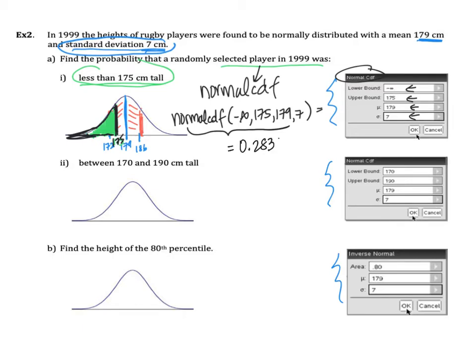And then you need to have at least 3 decimal places. Usually we just go to 4 in our answer keys. Sometimes we round to 3, but you should have gotten 28% roughly, or 0.2839. So 28% or 28.39% of the rugby players are going to have a height that is less than 175 centimeters tall.